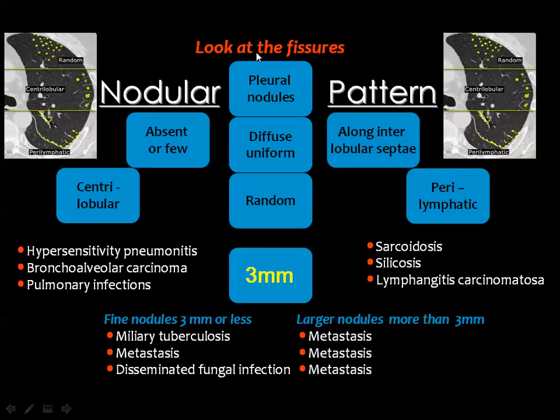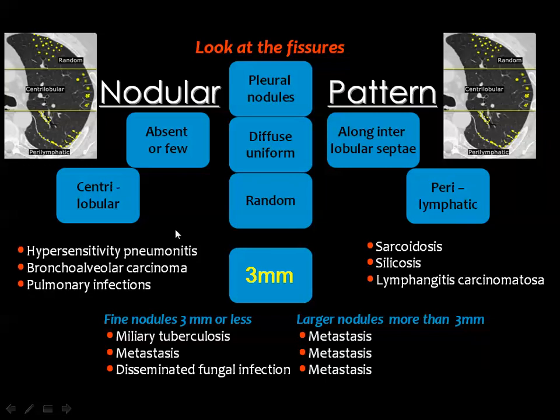And first, look at the interlobar fissure, and this will make you identify at least the perilymphatic pattern. Whenever you see that the fissure is thickened and you see nodular opacities along the fissure, then you know that you are dealing with the perilymphatic distribution. The most common and important topic in this issue is sarcoid. Then you have lymphangitis carcinomatosa and the pneumoconiosis.